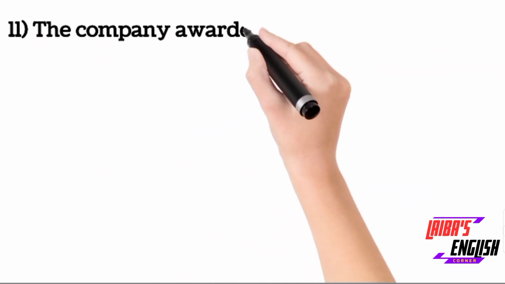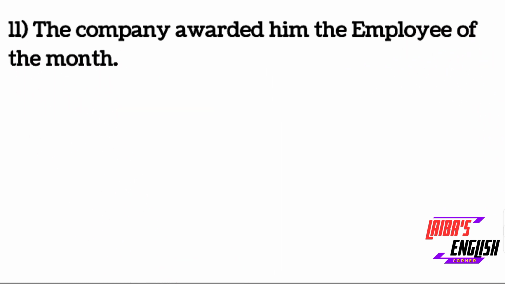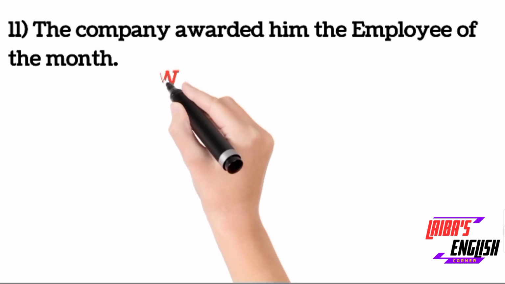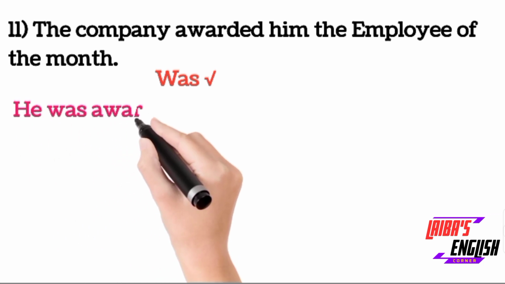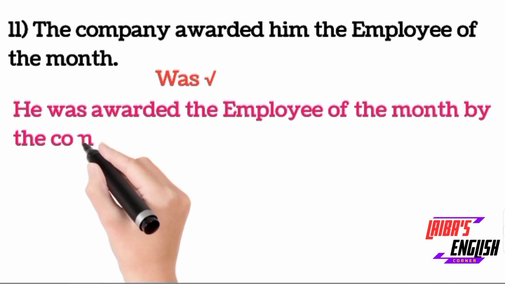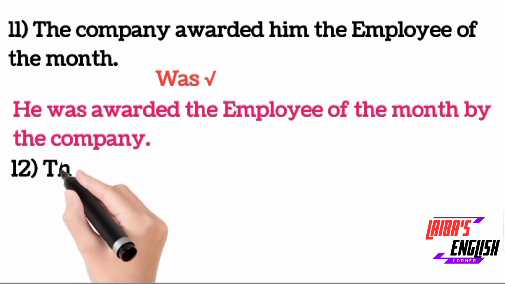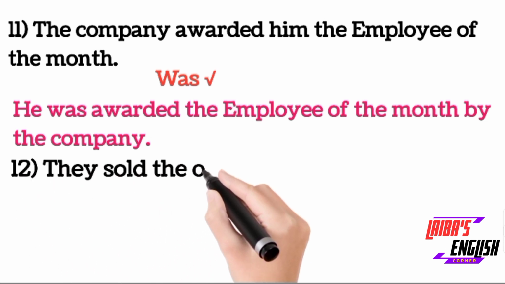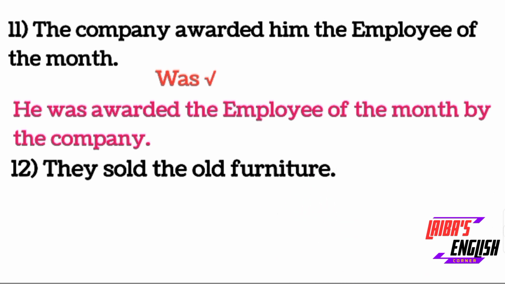11th example is the company awarded him the employee of the month. So what is the object here? Before moving toward the object, we will see that it is ed, awarded. So we will use was and were as a helping verb. So he was awarded the employee of the month by the company. The company as a subject goes in the place of object, and awarded him, he will be used at the start as a subject.